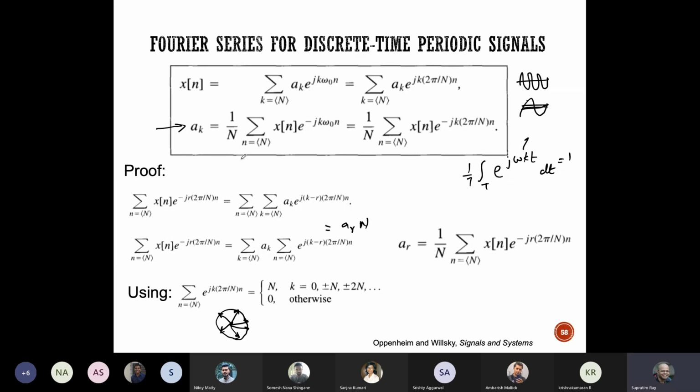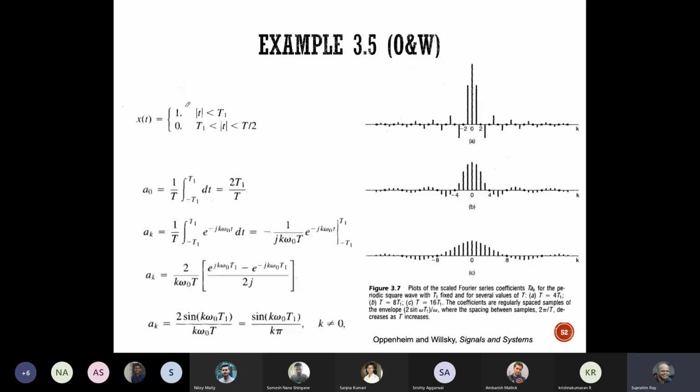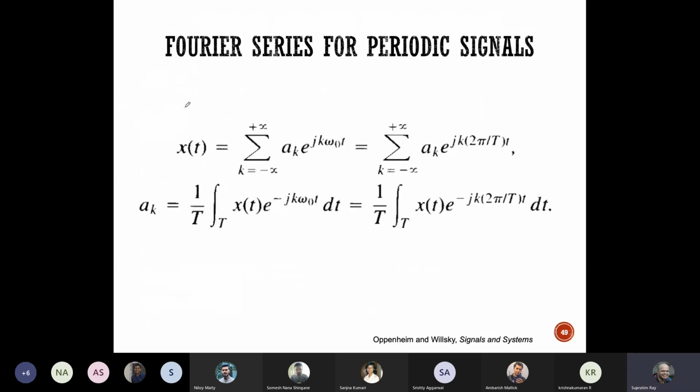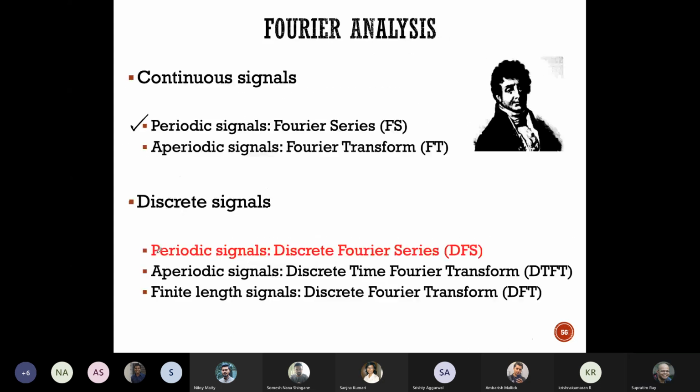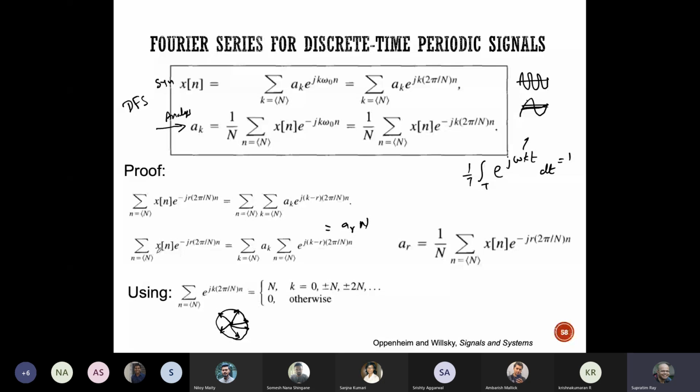So I have proved that in a discrete Fourier series, this formula is what will give me the coefficients. So this is the discrete Fourier series synthesis and the analysis equation, which is the exact counterpart of the Fourier series for the continuous domain. Okay, does this make sense?